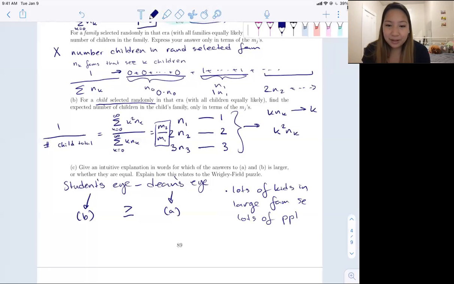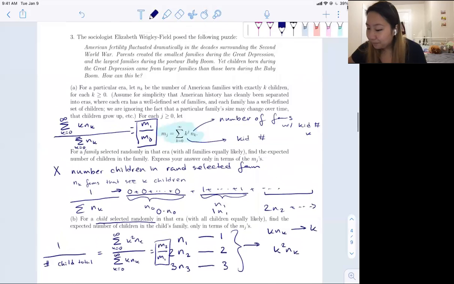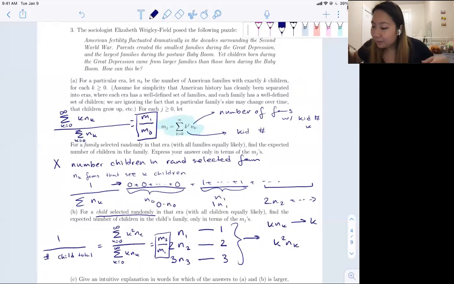So the Wrigley Field puzzle is saying that people born during the Great Depression came from larger families than people born in the baby boom. And I think that's probably because in the baby boom, there's not that many kids. There's just smaller families. So they all see really small families in general. Wait, does that even make sense? I guess, okay, so children born during the Great Depression came from larger families than those born during.